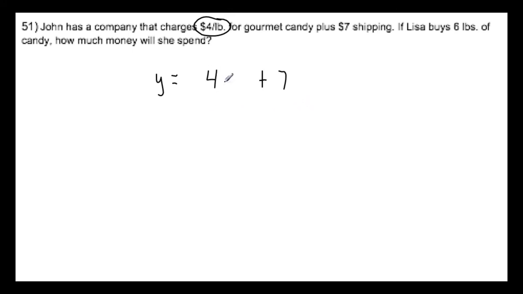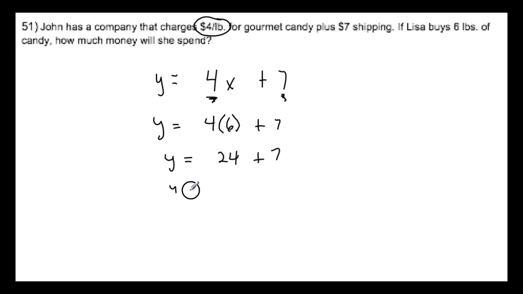So that ends up being our X term. Again, remember, the $4 continues over and over and over again, and the constant is 7 because it doesn't matter how many pounds she buys, it's $7 shipping. She bought 6 pounds. So we know X was the pounds, so we're going to substitute 6 where the X is, and then we're going to solve our equation. So she spends $24 on the candy. She has to spend another 7 for the shipping. So all in all, she's going to spend $31 total.